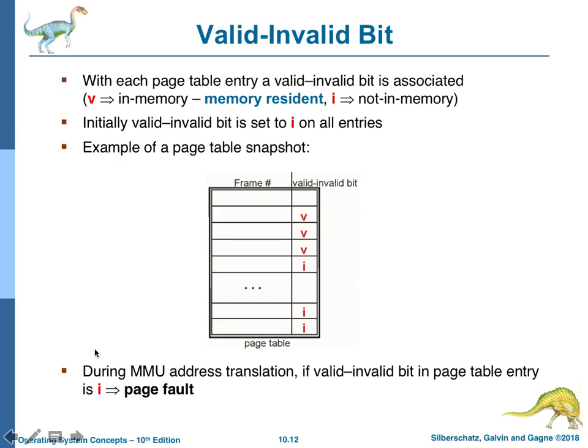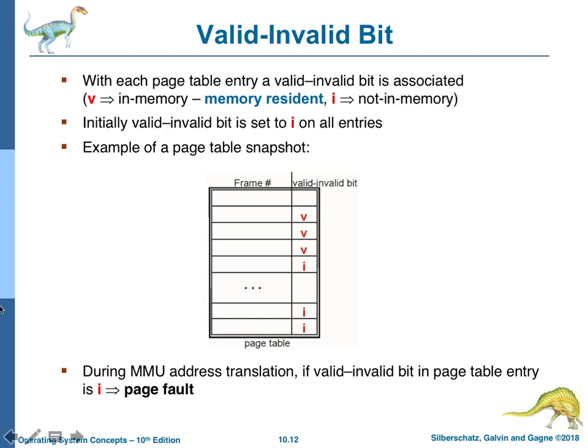Now, how does this work? What is the new algorithm we need for the MMU? Here we add one extra bit, a valid and invalid bit, into our page table. We know that we had only one entry, the frame number, corresponding to the page number. But now we have a valid and invalid bit. The valid bit is set when a requested page is available in the main memory.